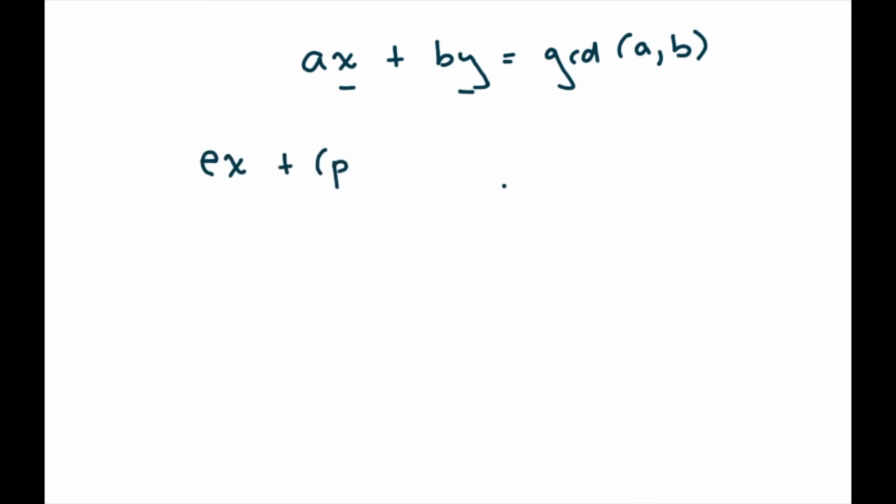In this equation, ax plus by is equal to the GCD of a and b. The EEA will compute x and y. And when we're using the EEA for RSA encryption, the coefficients a and b are substituted for E and phi of N. So instead of ax plus by, we have Ex plus phi of N times y.